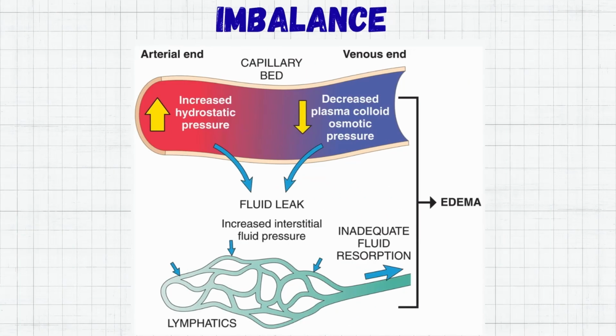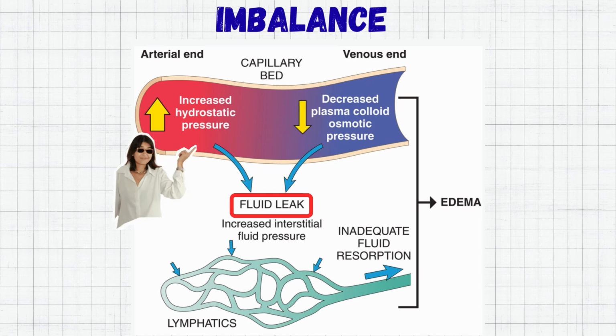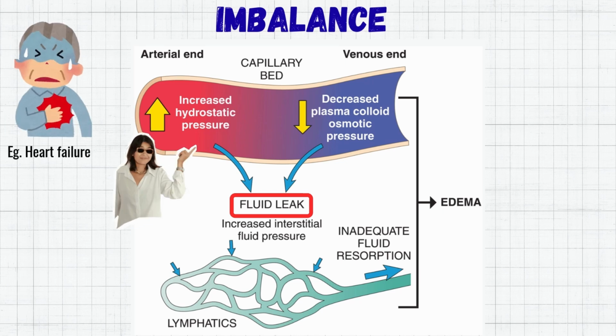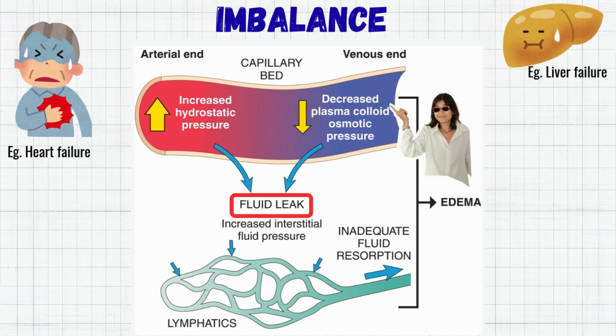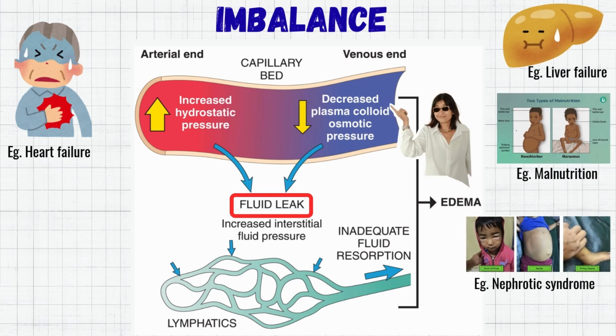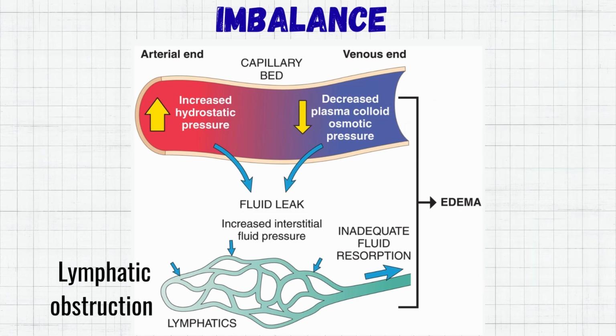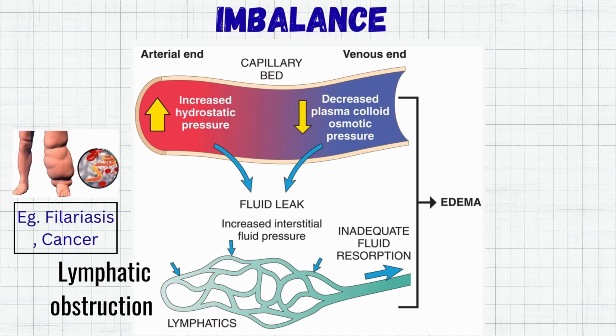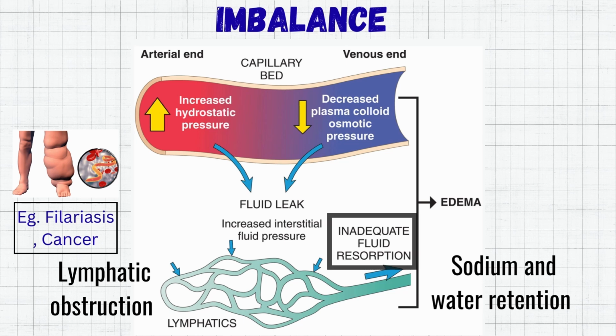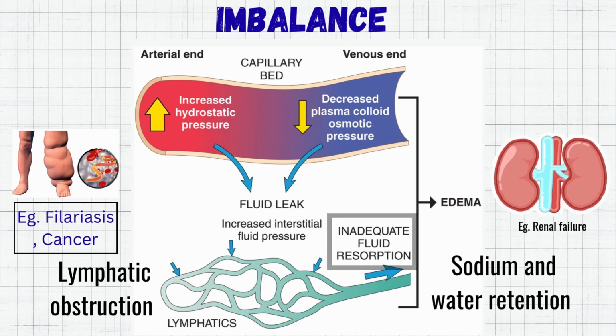The imbalance. Edema happens if hydrostatic pressure or capillary pressure is too high, for example, in heart failure. Osmotic pressure is too low, for example, in liver failure, malnutrition, nephrotic syndrome. Lymphatic obstruction, for example, in filariasis or cancer. Or in sodium or water retention in case of renal failure.